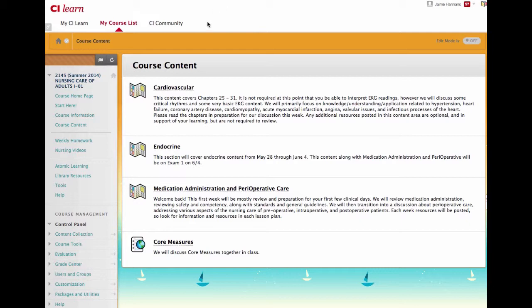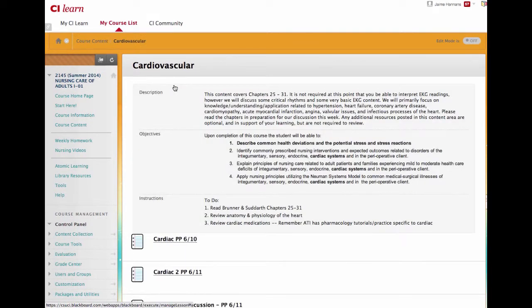So what I did for this content is, instead of breaking it up in weeks, you can see that I've broken it up into content areas. So in the first couple of weeks we talked about medication administration and perioperative care. And then in the next couple classes, we talked about the endocrine system. And most recently, we had gone over cardiac.